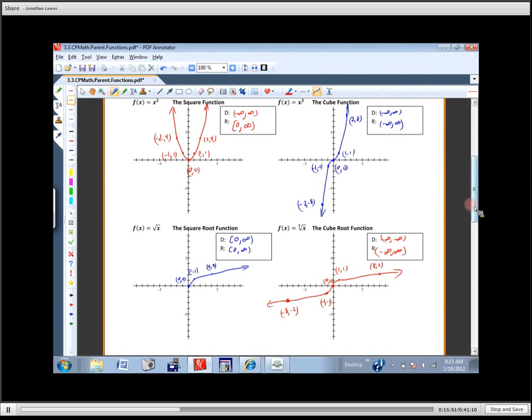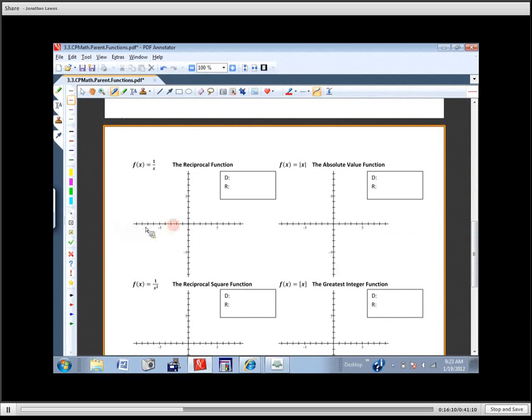Does that seem pretty easy so far? Yeah. Does the square root, well, is it symmetric with the origin? No, so it's not odd. Is it symmetric with the y-axis? Nope, so it's not even, so that would be neither. Okay? Good question.